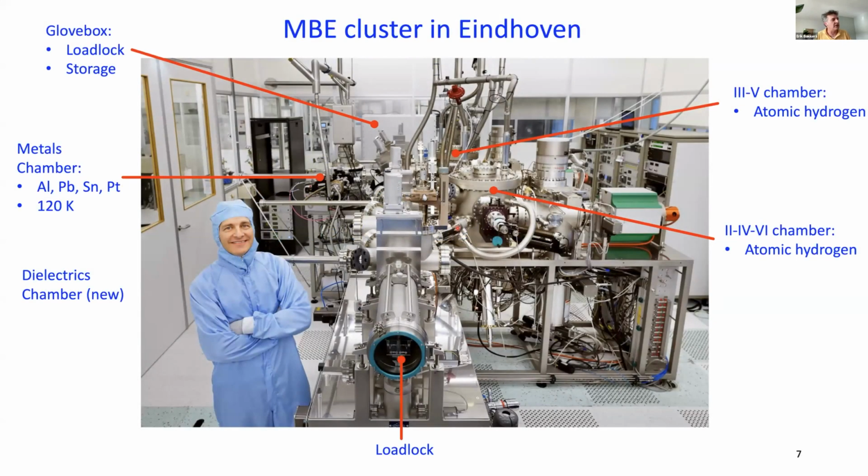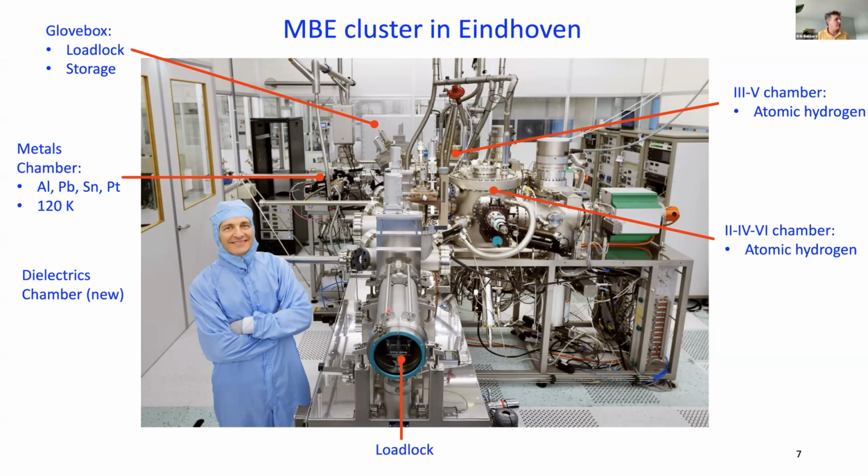Okay, something about the experiments that we're doing and our experimental setup. So this is our high vacuum MBE cluster in our clean room. So we have this long tube here. This is an ultra high vacuum tube. We can send in samples from this load lock here, but we can also insert samples via this glove box here. That is this whitish box here. In the end, this is a glove box in which we have a load lock. And in this glove box, we can also store samples at low temperature under nitrogen.